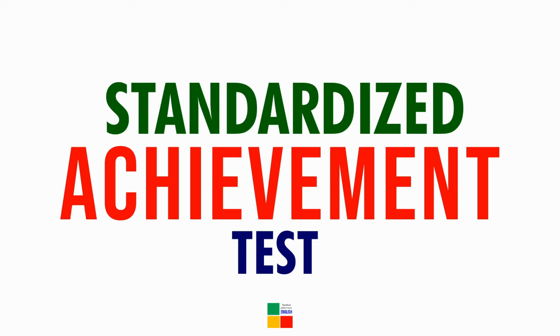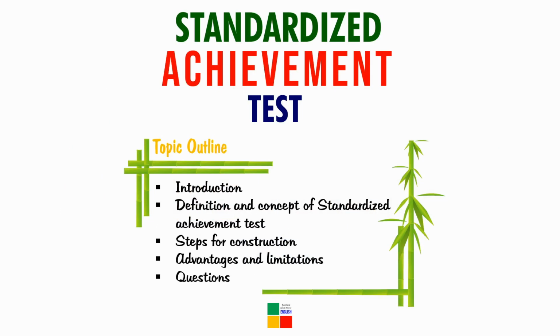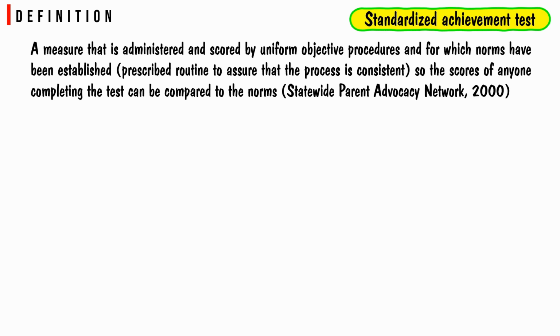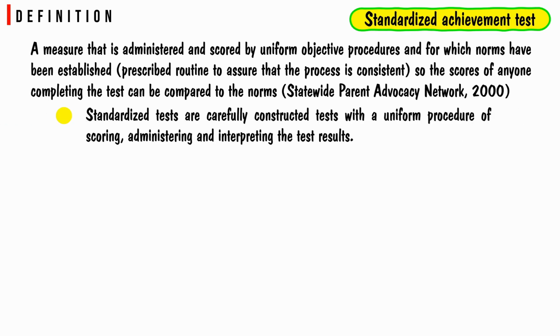In this tutorial, we will learn about standardized achievement tests. A measure that is administered and scored by uniform objective procedures and for which norms have been established, that is, a prescribed routine to assure that the process is consistent, so the scores of anyone completing the test can be compared to the norms. Standardized tests are carefully constructed tests with a uniform procedure of scoring, administering and interpreting the test results.